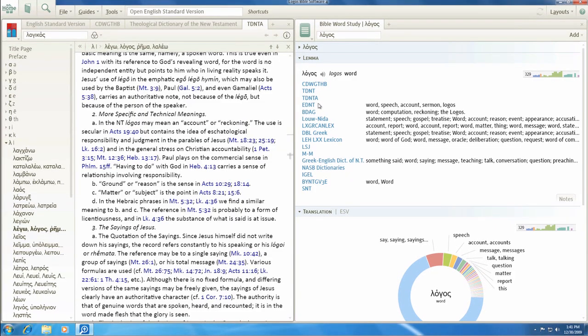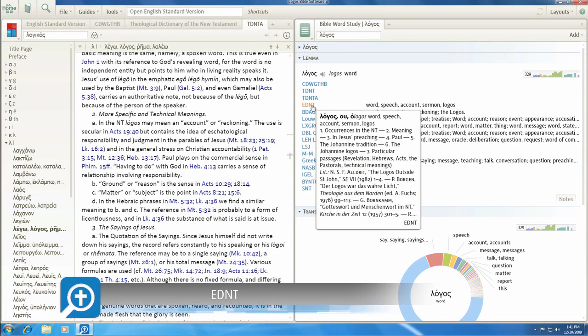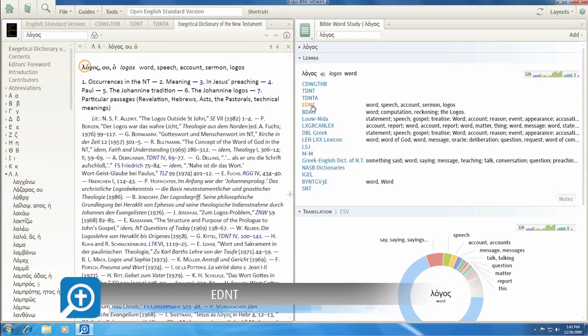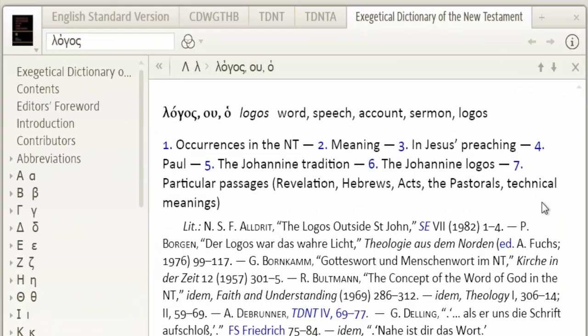Now the next dictionary I want to show you is abbreviated EDNT, which stands for the Exegetical Dictionary of the New Testament. Now this dictionary is like TDNT and TDNTA in that it gives lengthy discussion about the meaning of a word, and so it functions more like a commentary on words than the Strong's Dictionary, for example, that provided a list of definitions and translations. This dictionary is organized alphabetically, and like TDNT, it features a kind of table of contents or contents section here at the beginning of the article.